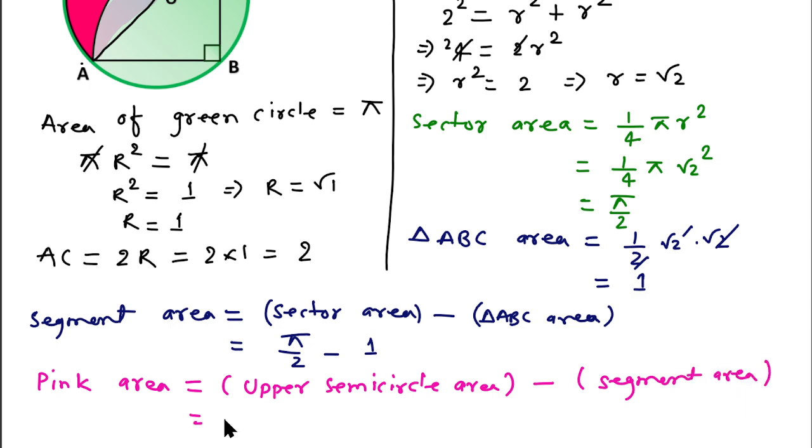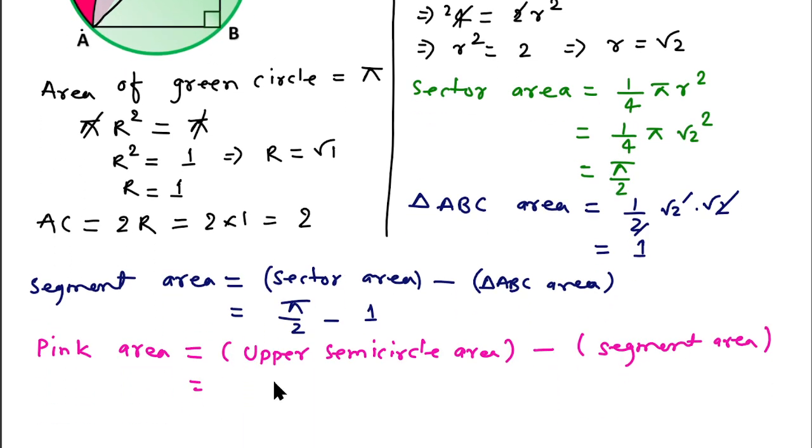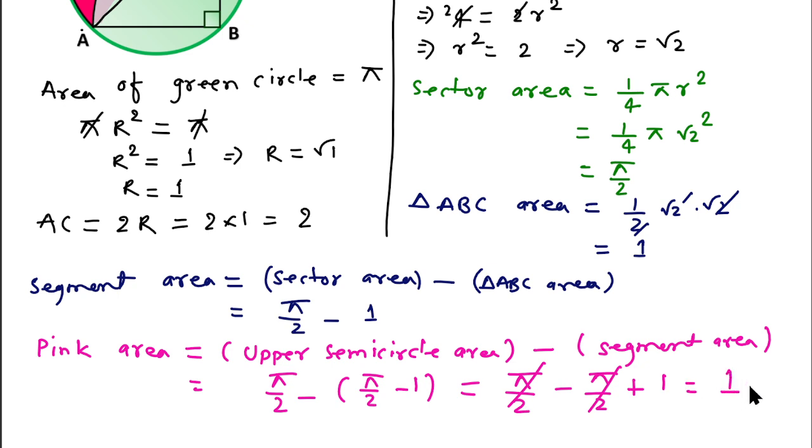So what will the upper semicircle area be? Since we know the complete green circle area is given as pi, the semicircle area of this green circle will be pi by 2. So we can write pi by 2, and this segment area we have just calculated is pi by 2 minus 1. So this means pi by 2 minus pi by 2 plus 1. This pi by 2 gets cancelled, so 1 unit square will be the right answer for this question.